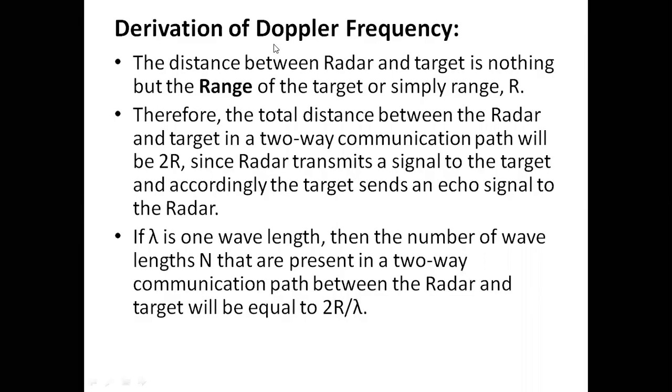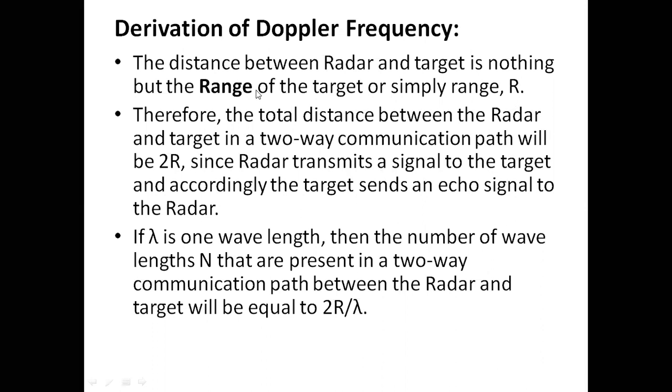So here we have the derivation for the Doppler frequency. Suppose we consider the distance between the radar and the target, which is nothing but the range of the target, and that is represented simply as R. Then the total distance between the radar and the target in a two-way communication path will be 2R, since the radar transmits the signal to the target, and accordingly the target sends the echo signal to the radar.